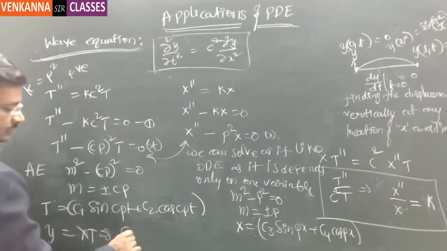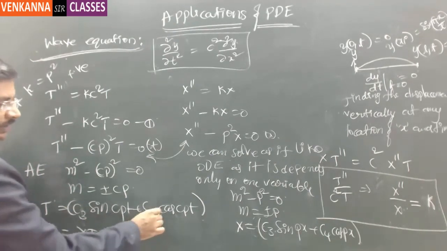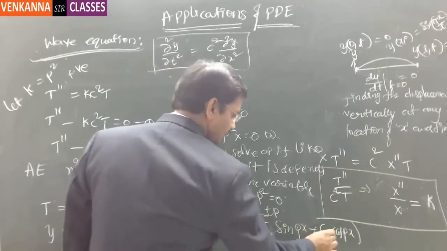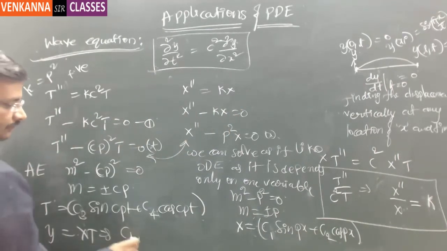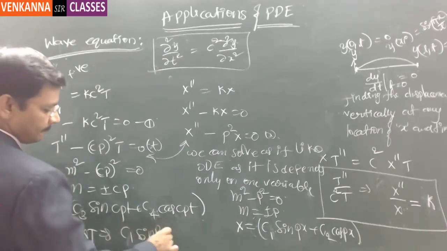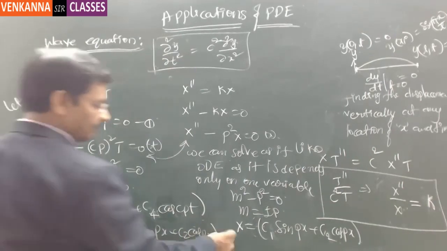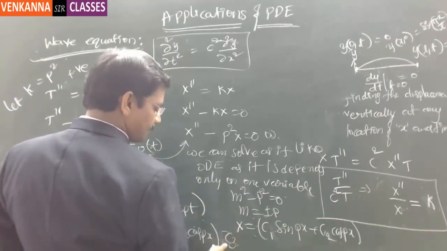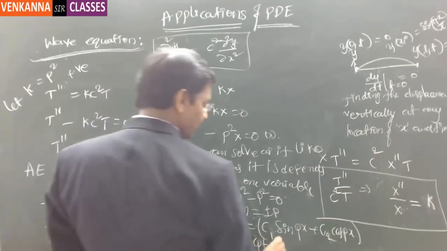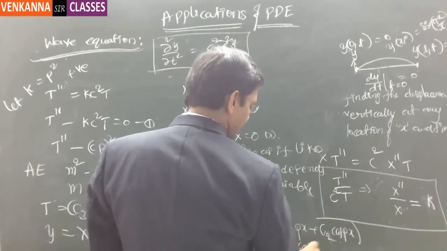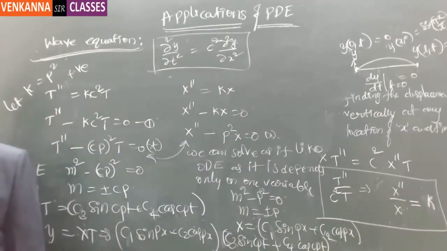So the product of these two, which is nothing but the solution y is equal to x into t, I call this as c3 and c4 for x, and c1 and c2 for t. So xt you can put as c1 sin px plus c2 cos px, getting multiplied by c3 sin cpt plus c4 cos cpt. So this is the solution of the differential equation. Got it?